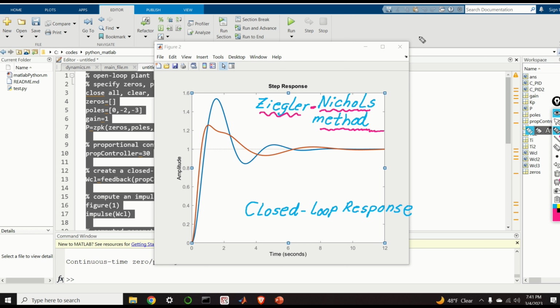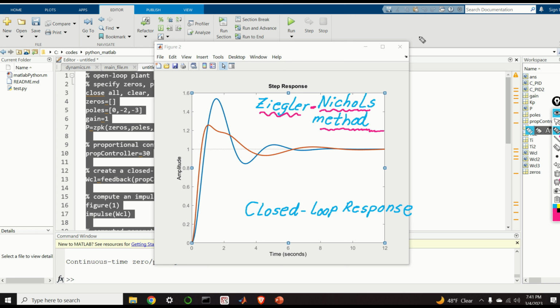So let's start. In this particular tutorial I will explain one very important method for tuning the parameters of the PID controllers. The name of this method is the Ziegler Nichols method, and the importance of this method lies in the fact that you don't need to have a model of the system in order to apply this method. That is, this method is purely experimental.